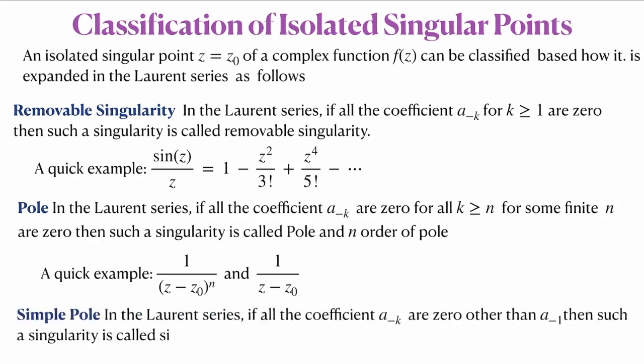In a Laurent series, if all the coefficients corresponding to negative powers are 0 other than power 1, that is, only a minus 1 remains and the rest are all 0, such isolated singularities are called simple poles. So you have a function of this form.